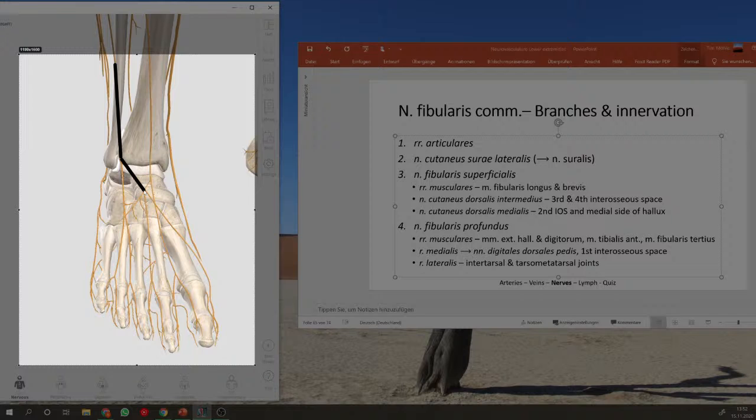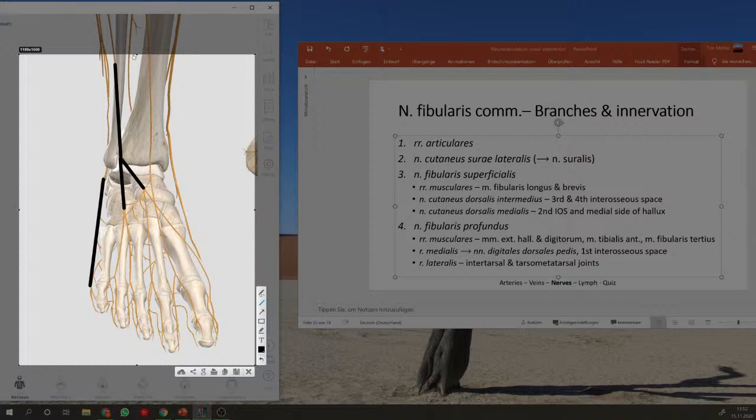If you remember, we also had nervus cutaneus dorsalis lateralis, so we have nervus cutaneus dorsalis medialis, intermedius, and lateralis. Now, medialis and intermedius are the ones that I showed you here. So these come from the superficial fibular nerve, while nervus cutaneus dorsalis lateralis will be actually this one here, and it will come from this nerve here, which is the sural nerve, nervus suralis.